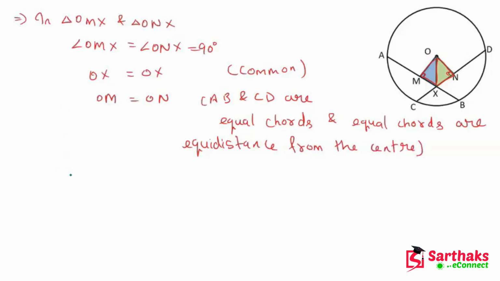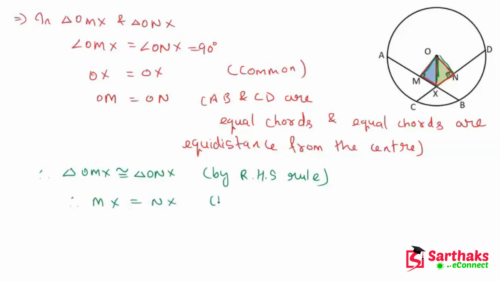So we can say that triangle OMX is congruent to triangle ONX. By which rule? Here we have one right angle, one hypotenuse and one side, so these two triangles are congruent by the RHS rule. So we can say MX is equal to NX by CPCT, corresponding parts of congruent triangles. Let's suppose this is equation number 3.